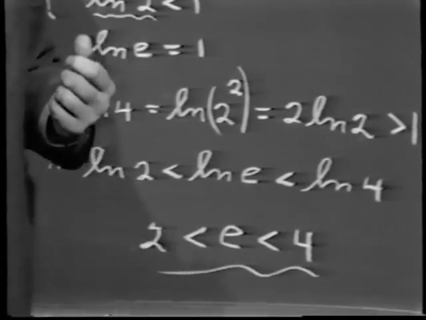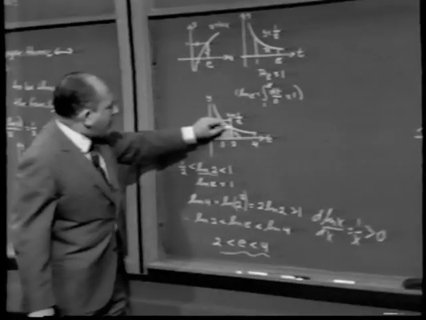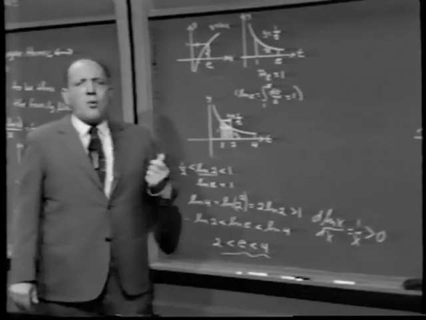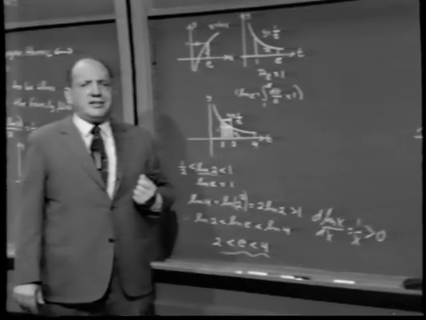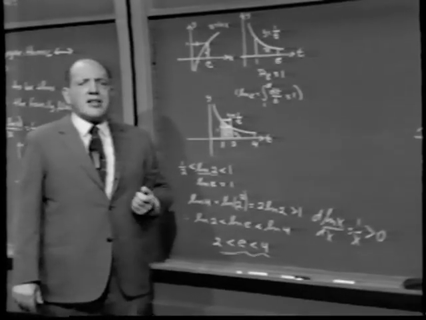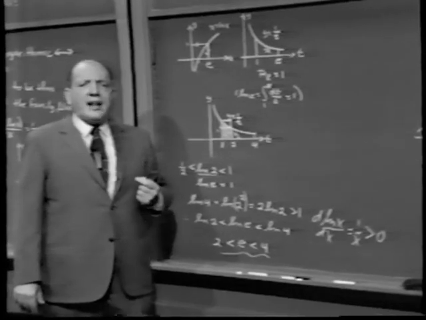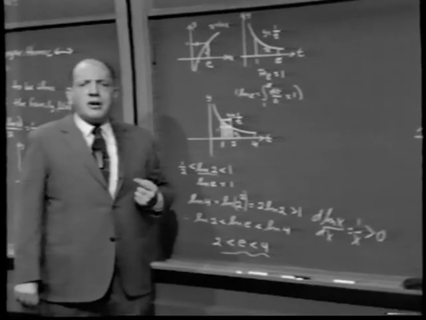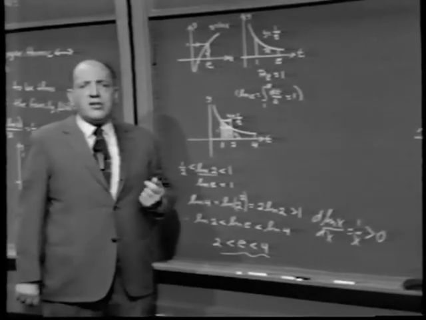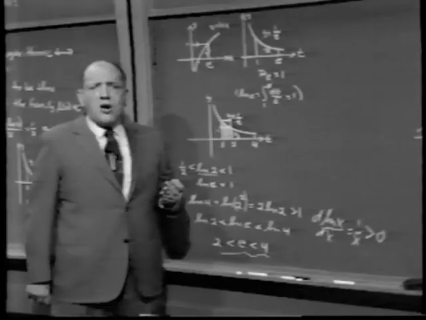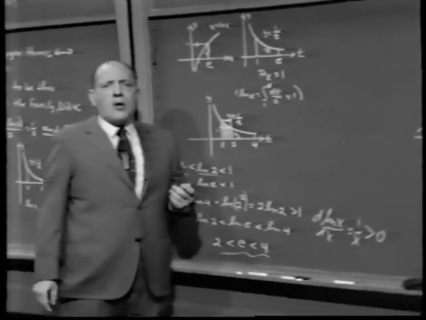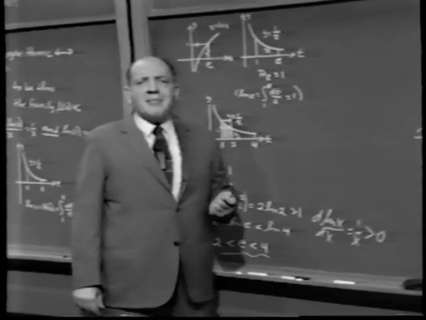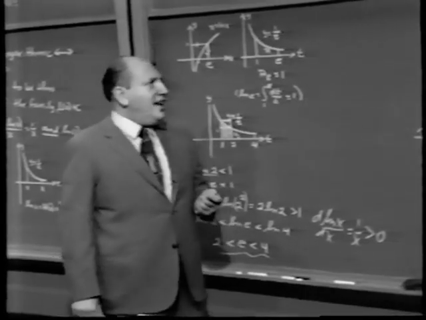In other words, even with this crude approximation of just inscribing and circumscribing rectangles, I can show, without reference to exponents, that whatever the number e is, the number e defined by the fact that ln of e is 1, that number e is some number between 2 and 4. But again, we won't dwell on this too long. What I want to do now is to come back to a summary point and at the same time lead into the lecture for next time.